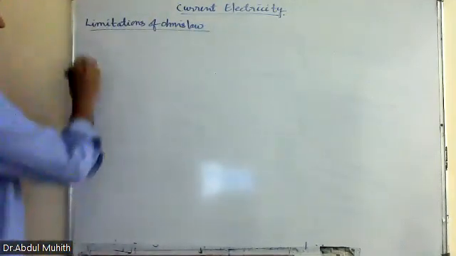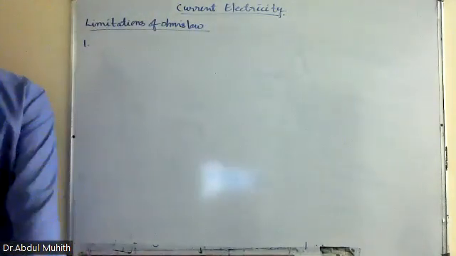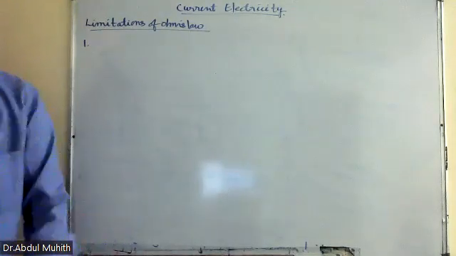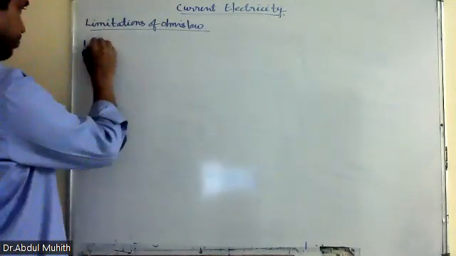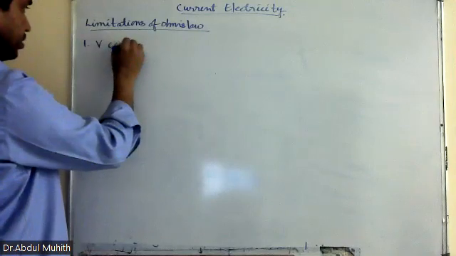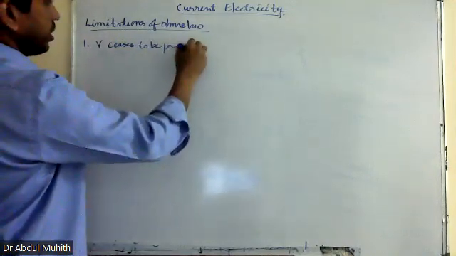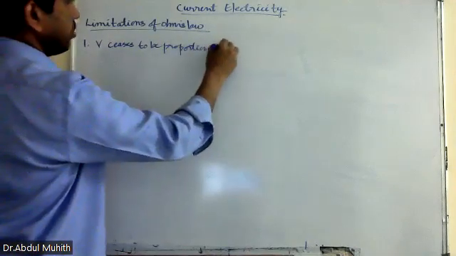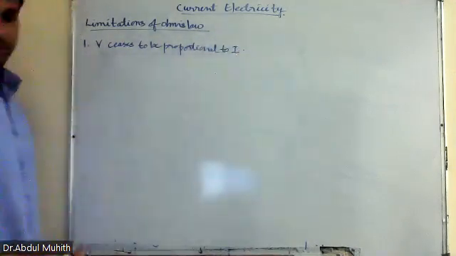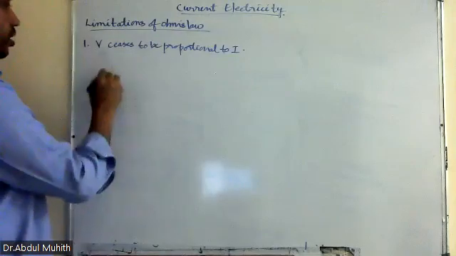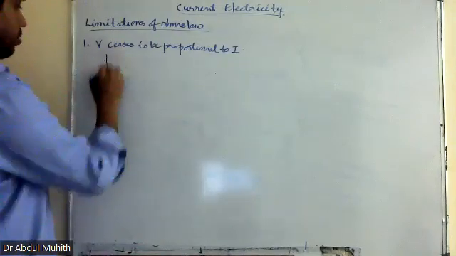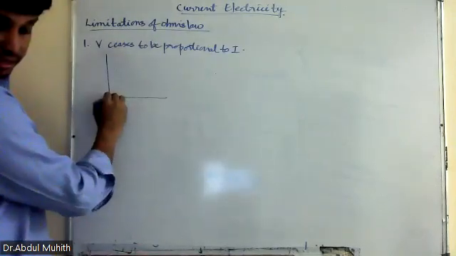What is the first limitation? The first limitation is that V ceases to be proportional to I. This is the first one. What does this mean? It means the graph is not a straight line.